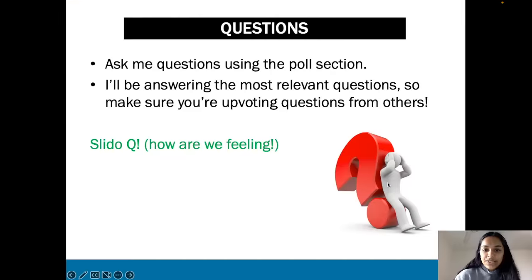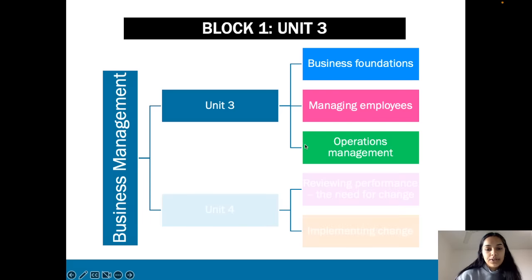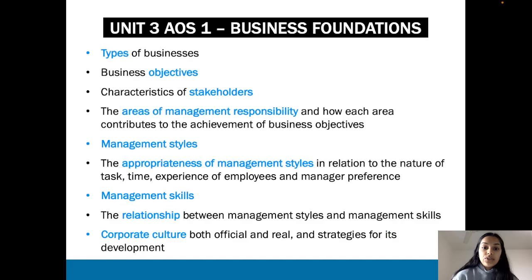Sweet. All right, let's get into the content for today then. Like I spoke about before, this is the breakdown for Unit 3 and Unit 4, the stuff that we're going to be covering, a visual depiction. There are three areas of study under Unit 3, and then also Unit 4. For the first content block, which we're currently in, we're going to be looking at Unit 3. The first area of study is business foundations. These are all of the key knowledge points that we're going to cover, including the types of businesses and objectives. I'm not going to go through all of them individually.